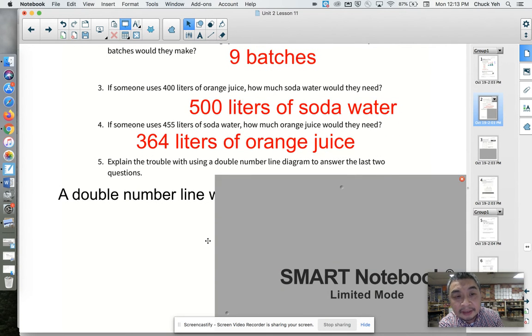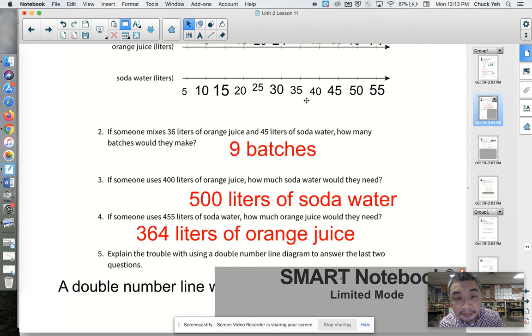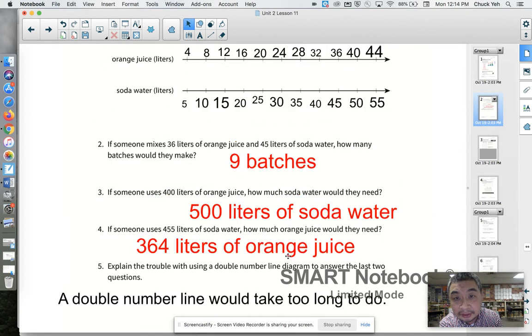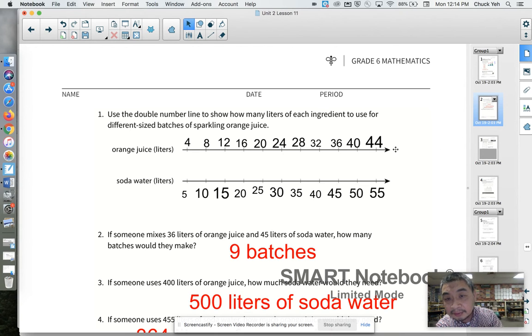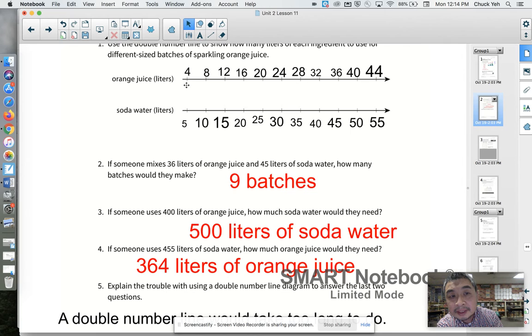Okay? Lastly, what is the trouble about using the double number line to answer the last 2 questions? What's so hard about that? Why would it be so difficult? Well, wouldn't it be difficult because it would take too long to do? Wouldn't this stretch out for a long time, right? I mean, 400, 500 is a long ways away here. Same thing for 364. So you don't want to make it too long. So that's why you can figure it out this way: 4 times what is 400, and then take that and multiply by 5. So you can do the same thing.